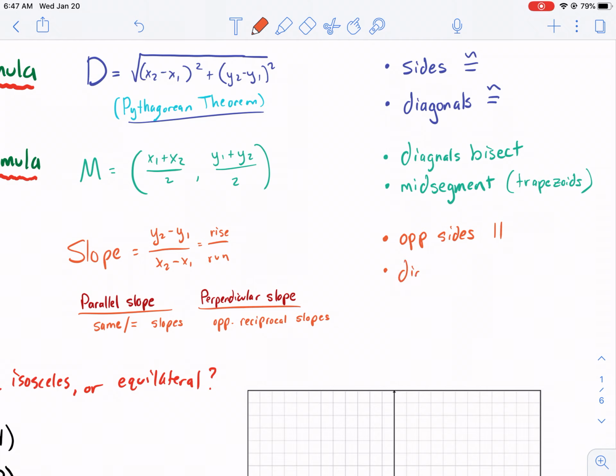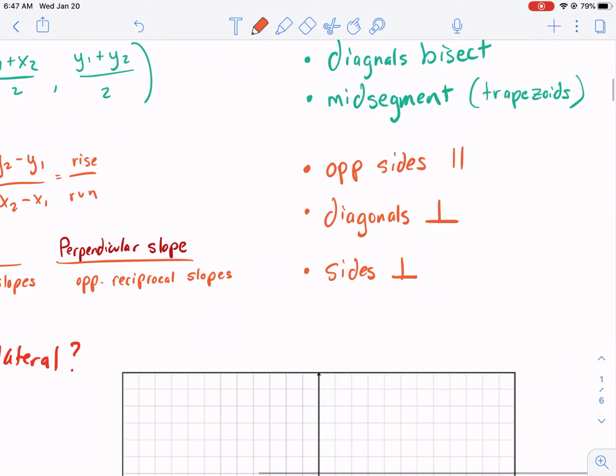We could also determine if the diagonals are perpendicular. If the diagonals are perpendicular, then we know it's either a rhombus or it is a square. Okay, so that's useful information also. And we can also determine if the sides are perpendicular. If the sides are perpendicular, then that means we have 90-degree angles. And if it's 90-degree angles, then it's either a rectangle or a square.